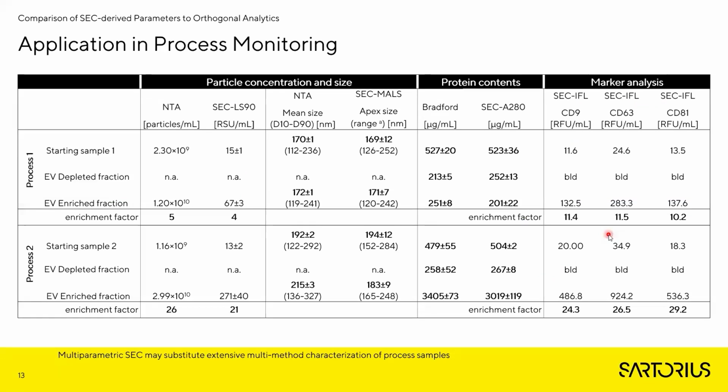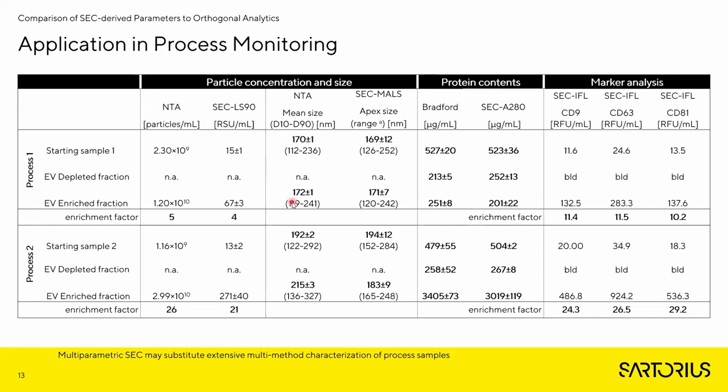So if we now try to understand how the parameters that can be extracted from SEC analysis compare to other orthogonal methods, here we have some results obtained by NTA, by SEC light scattering, with Bradford analysis for protein contents, integrated area from size exclusion chromatography for absorbance at 280, and the marker analysis. All these apply to the integrated area below the signals.